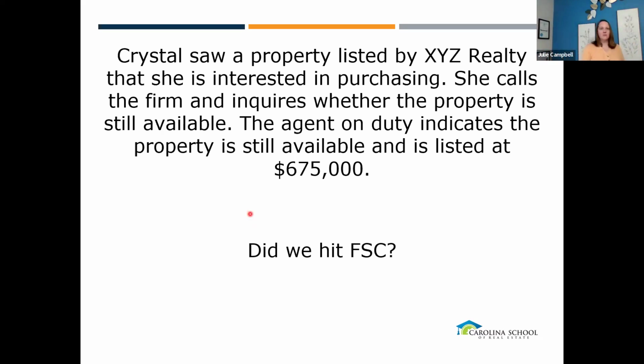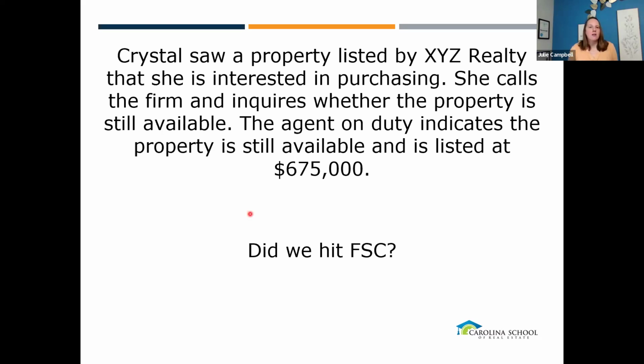No, we're still talking about the property. We're still talking about the details of the property. Is it available? What's it listed for? I think a really good rule of thumb, if you can find it online, it's public knowledge. So the list price, all that information is available.